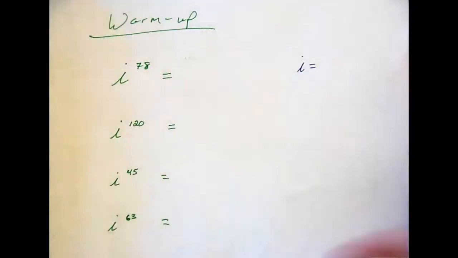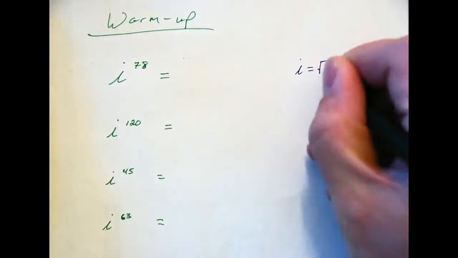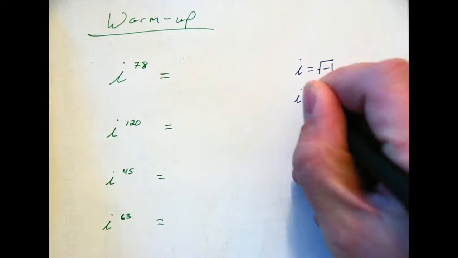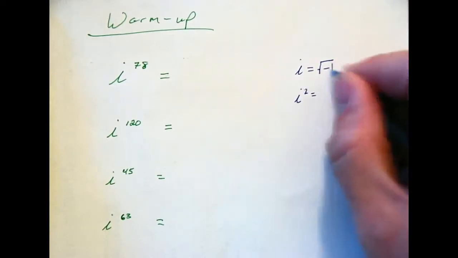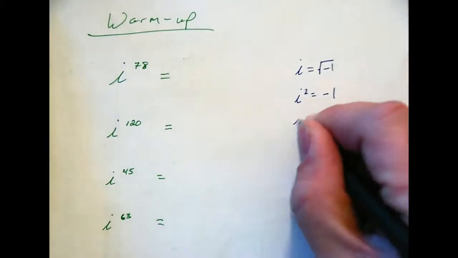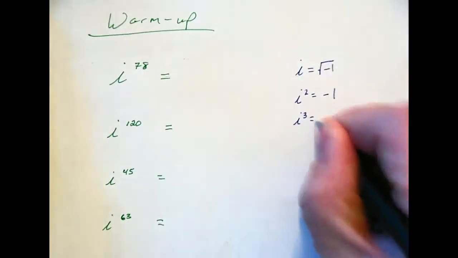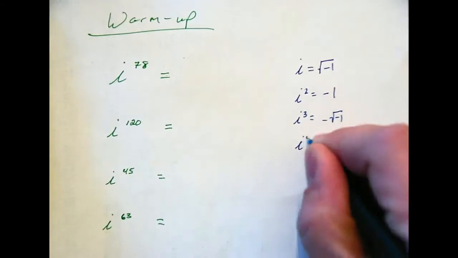So just a quick review of yesterday. In complex numbers, i is root negative 1. i squared is? Negative 1. Root negative 1 times root negative 1 or? Negative 1. Negative 1. i cubed? Negative root negative 1.